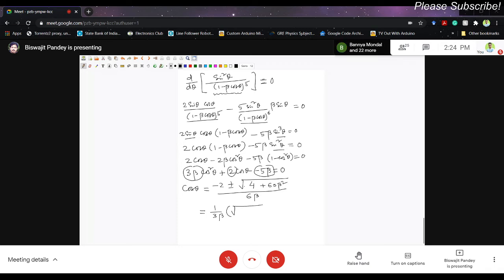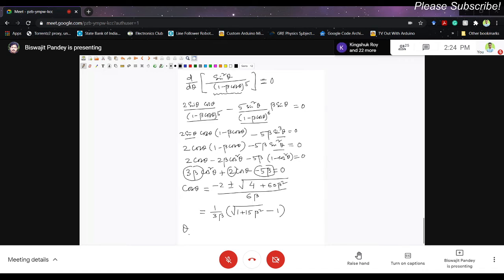Then you simplify this and take this common, which gives us 1 over 3β into the square root of, because if I take 4 outside, this will become 15, and the square root of 4 gives a 2, which cancels out. So that's 1 over 3β, times the square root of 1 plus 15β², and then minus 1.